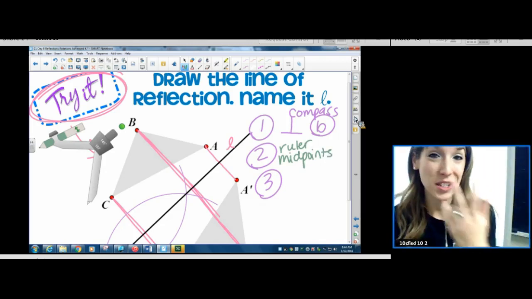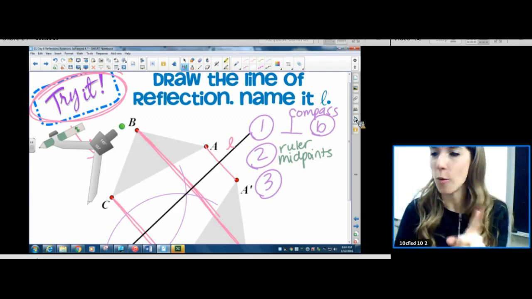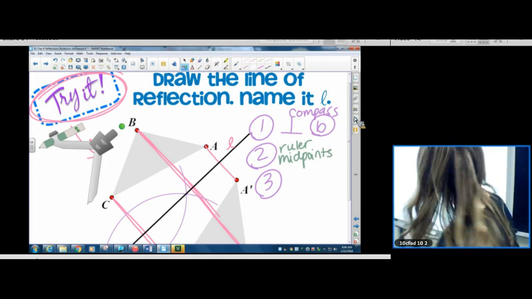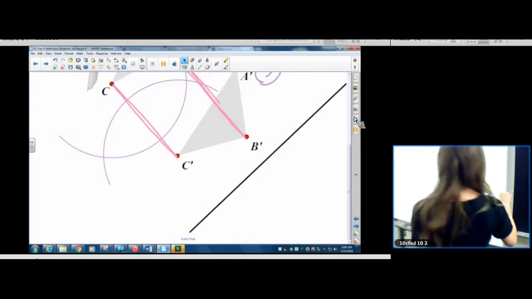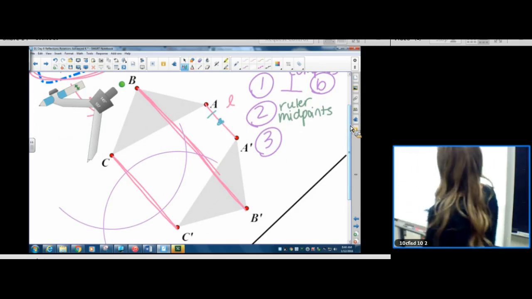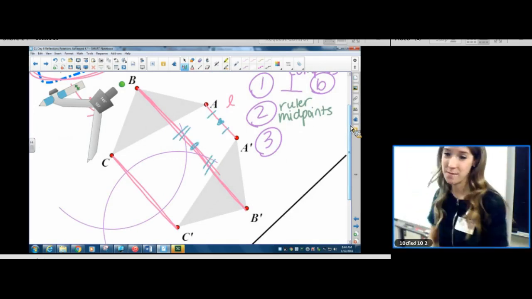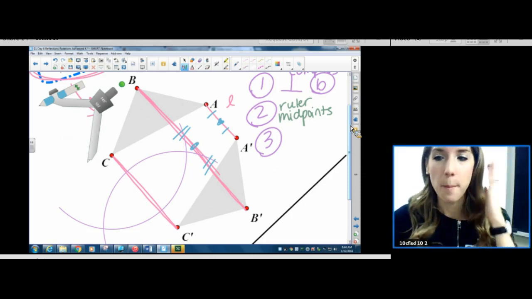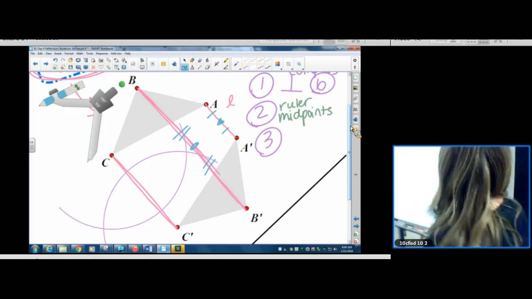You would only need to find 2 midpoints, right? Because through any 2 points, there's only one line. So if you were to find the perfect midpoint of AA prime with the ruler, and then find the perfect midpoint of B prime, and you connect them with a straight edge, boom, you have your line of reflection. Ruler, midpoints.